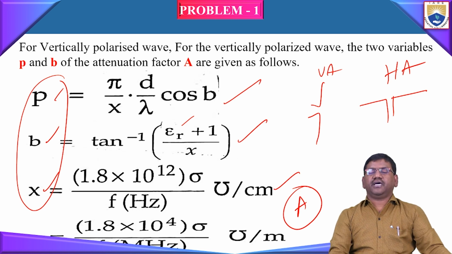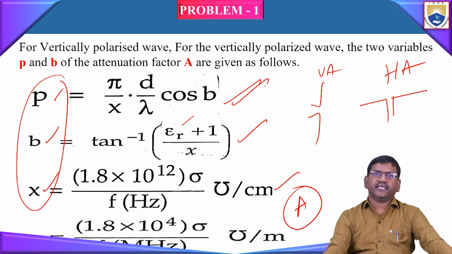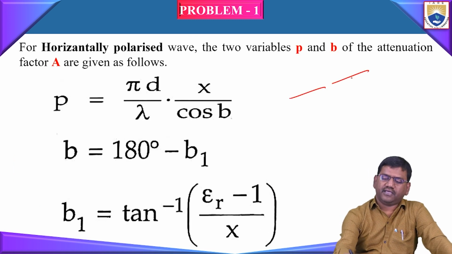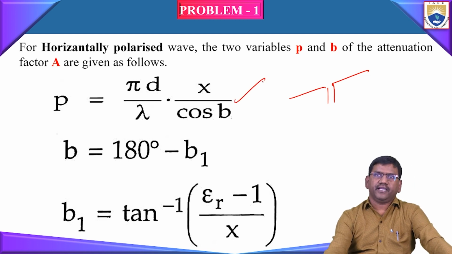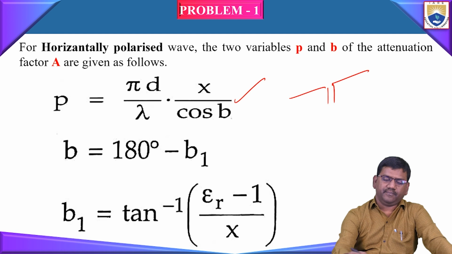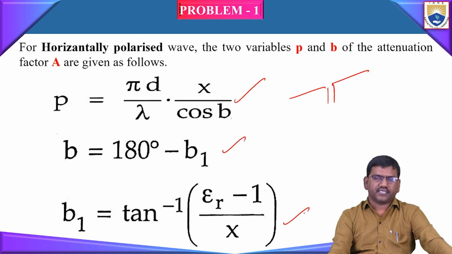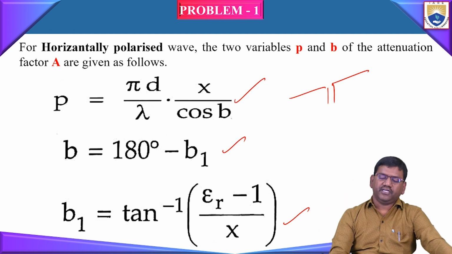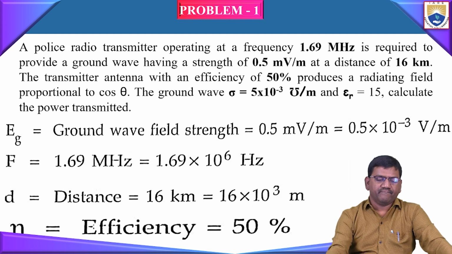If the antenna is vertically polarized, we use the formula P is equal to pi by x, d by lambda, cos b. Similarly, if the antenna is horizontally polarized, we should use the formula P is equal to pi d x by lambda into cos b, where b is equal to 180 minus b1, and b1 is equal to tan inverse of (epsilon r minus 1) by x. These are the formulae commonly used in ground wave propagation to find the field strength reached at the receiving antenna. Based upon these formulae, we shall do the problem.